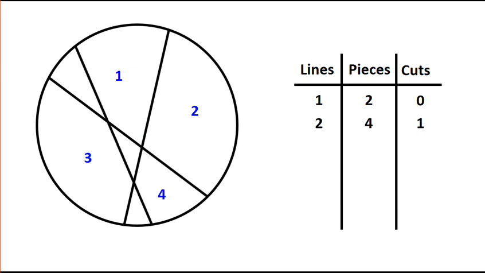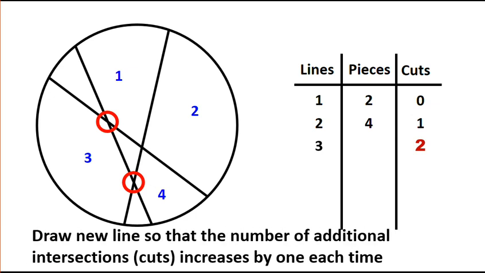So now I've drawn my third line, and there are 2 additional intersections or cuts drawn by this new line, and I draw the new line so that the number of additional intersections increases by 1 each time. And there's 5, 6, 7. Now there's a total of 7 pieces.